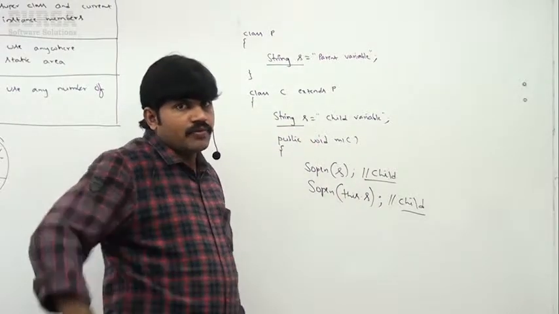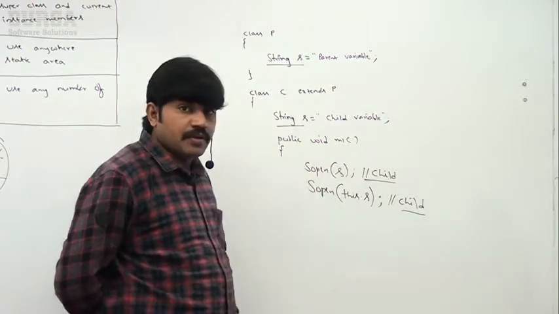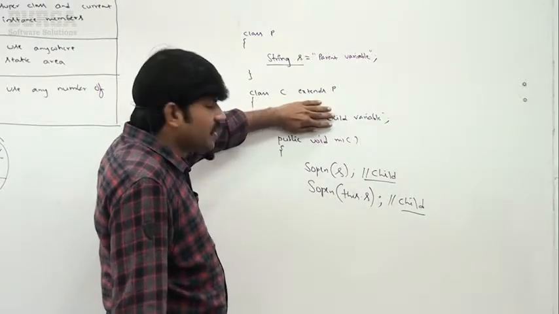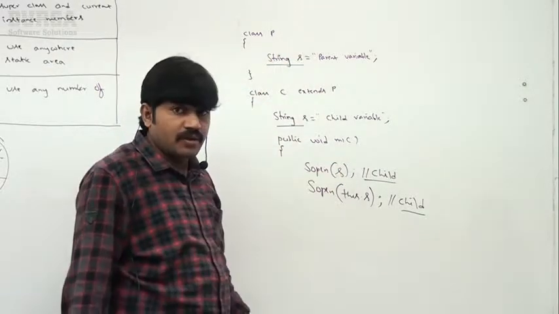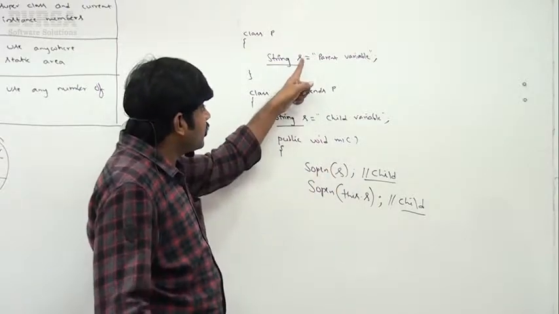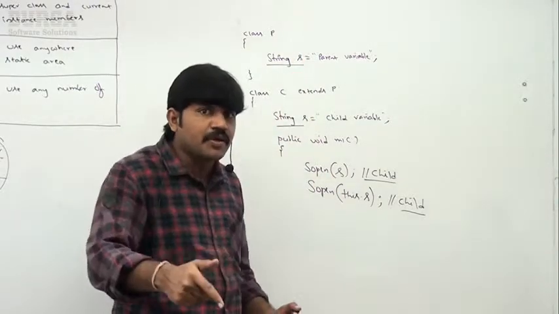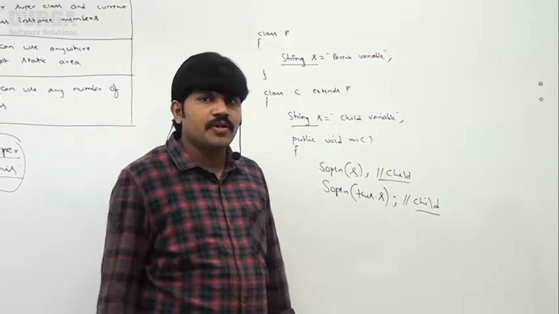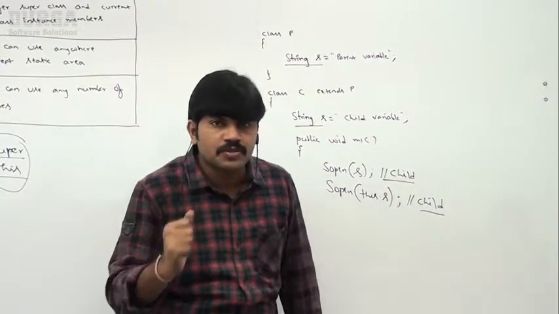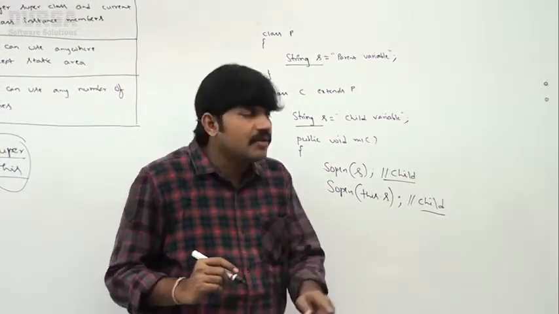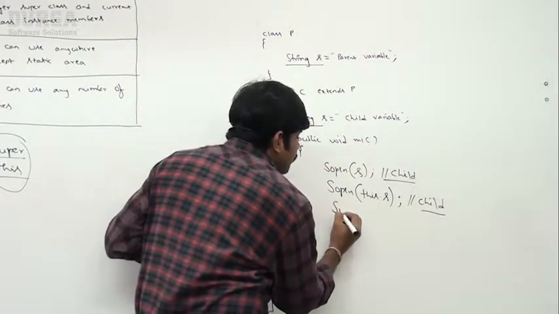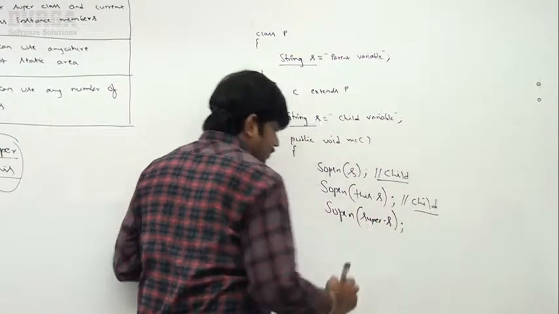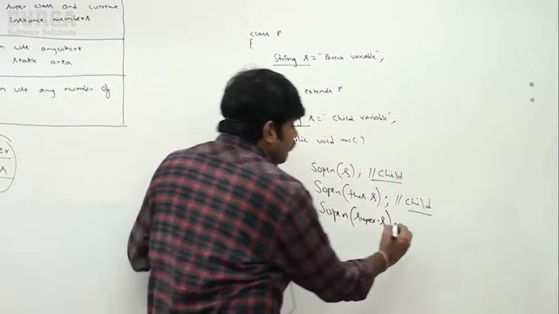But I don't want the current class variable; I want the superclass variable. If the current class doesn't contain it, in all cases the superclass variable will come. But if both parent and child classes contain the same variable, how can you specify explicitly that you don't want the child class variable, you want the superclass variable? For that we need to go for the super keyword. System.out.println super dot s: yes, the superclass instance variable I want.